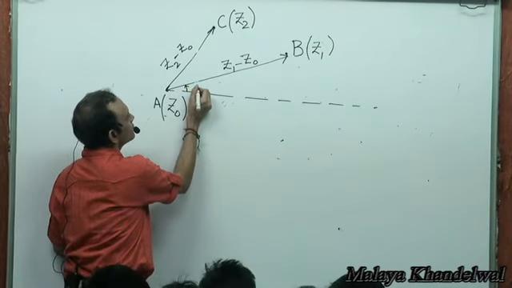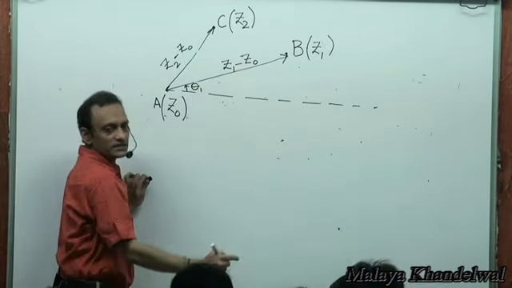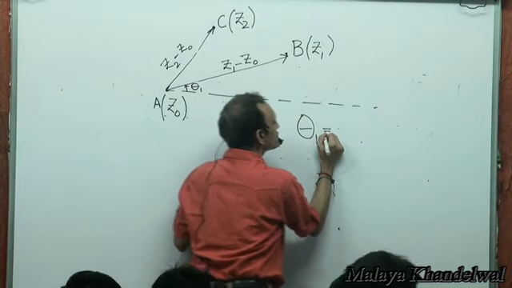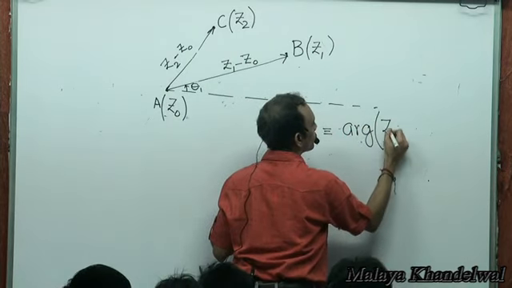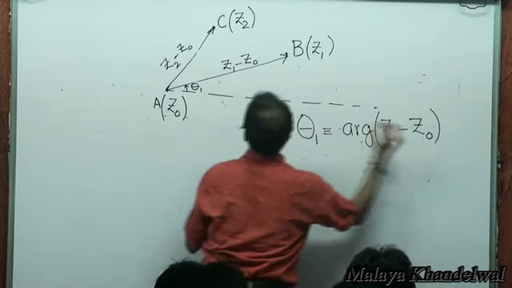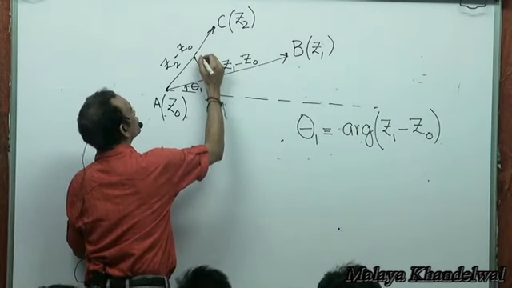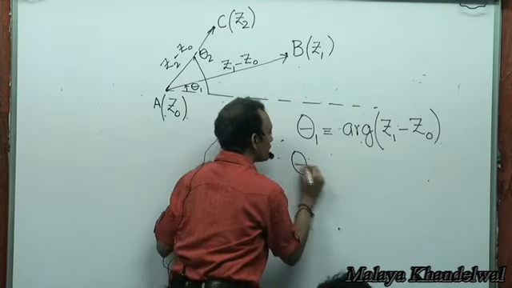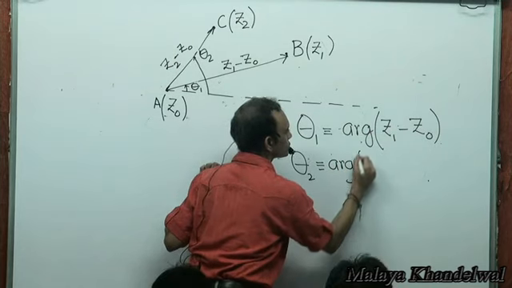This angle, say theta 1, would be the argument of z1 minus z0. Theta 1 would be the argument of z1 minus z0. Theta 2 would be the argument of z2 minus z0.